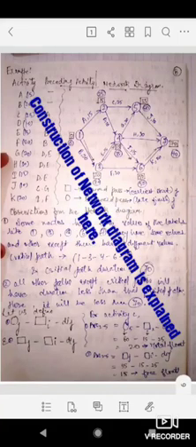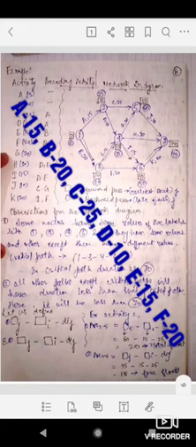Hi students, this is my fourth lecture of industrial management. We were studying project management, and in the last lecture I discussed with you the critical path method, CPM, in which I told you what CPM is, why we use CPM, and where CPM is used.